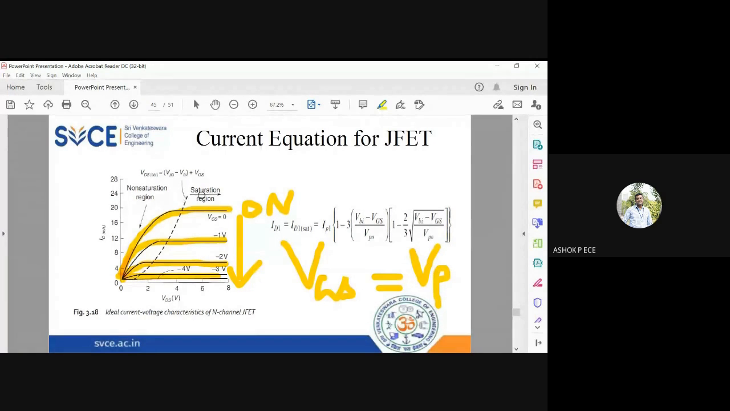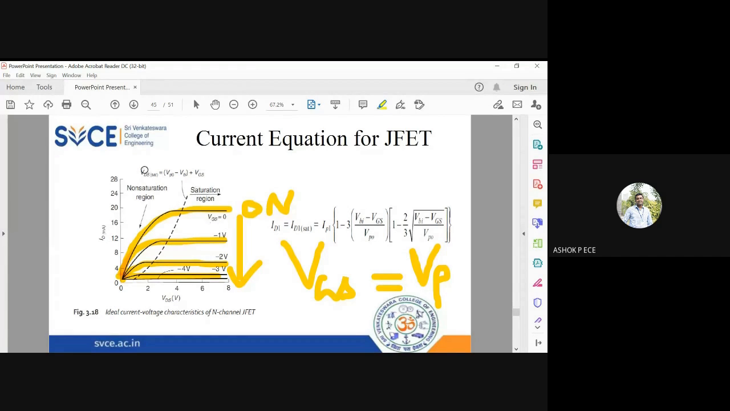And saturation region now, the current becomes constant. Non-saturation region now, there is linear increase in the ID with respect to your VDS. So ID will be proportionate to VDS. So here you see it is almost linearly increasing. All the drain currents will linearly increase before attaining saturation for a particular value of VGS.